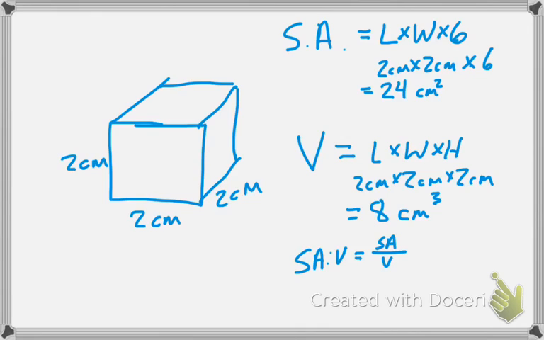So I'm going to have 24, I'm going to divide it by 8. I'm going to get a surface area to volume ratio of 3. Oh, actually, units cancel. So this ratio is a ratio, which means it's a multiplier. It's one of the only times you're ever going to run into, in math, something that's a unitless value.